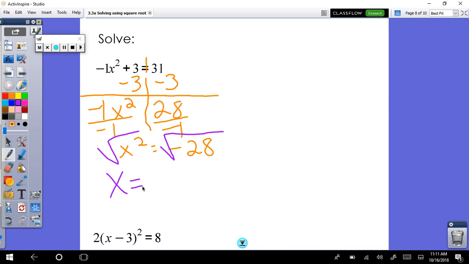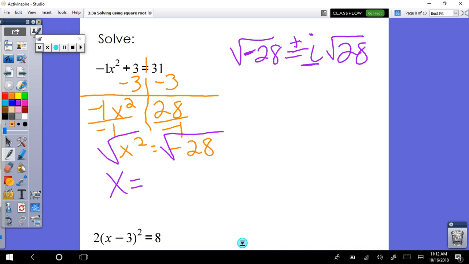All right, two things here. First, the square root of -28 is going to be i square roots of 28, and both plus or minus i square roots of 28. That's taking the negative out first, and the square root of -1 turns into that i.